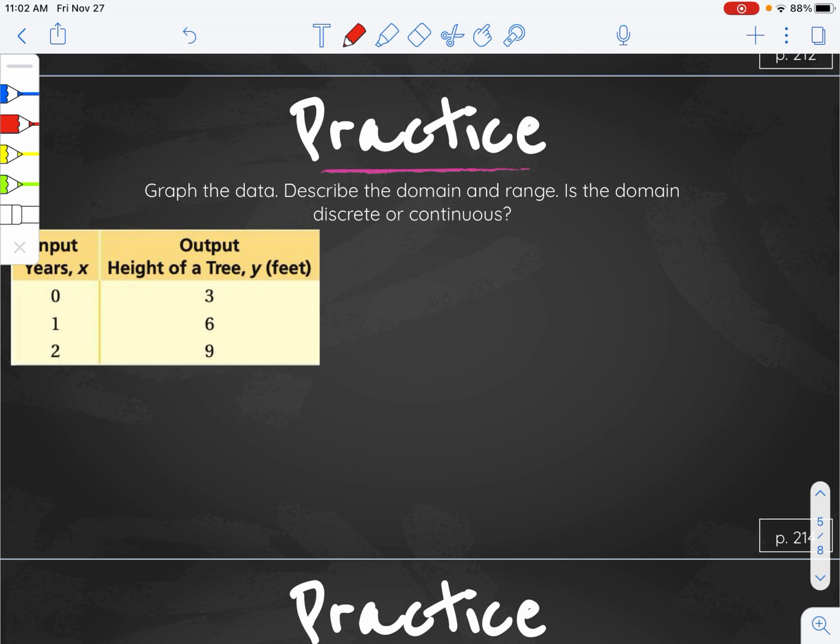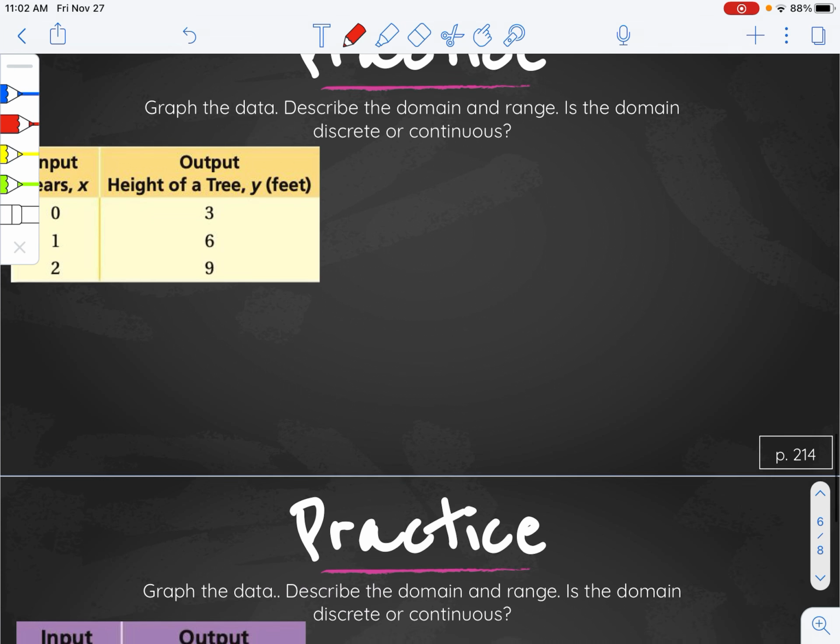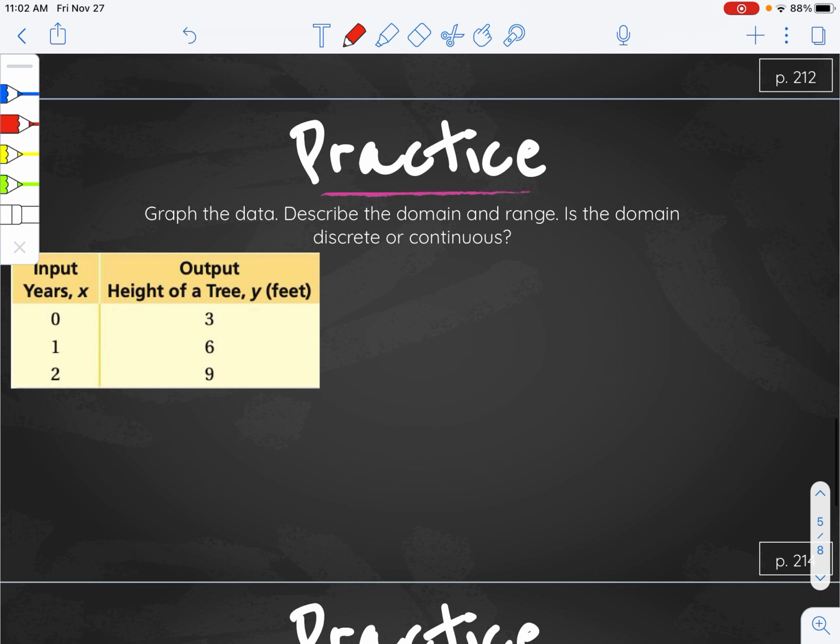So let's take a look at a couple practice problems. The directions say, and if you can't see, now we're on page 214, doing one of the practice problems there. A couple steps. First, we have to graph the data. Then we need to describe the domain and range. And then we need to answer, is the domain discrete or continuous? Okay, so let's start with the first step.